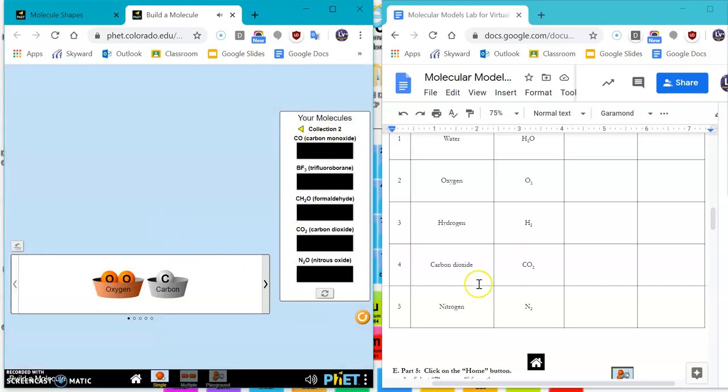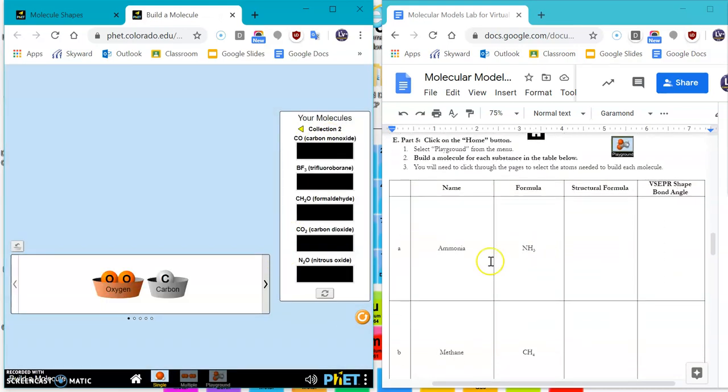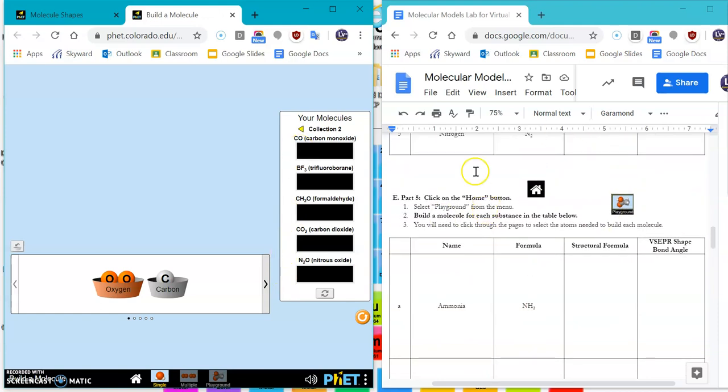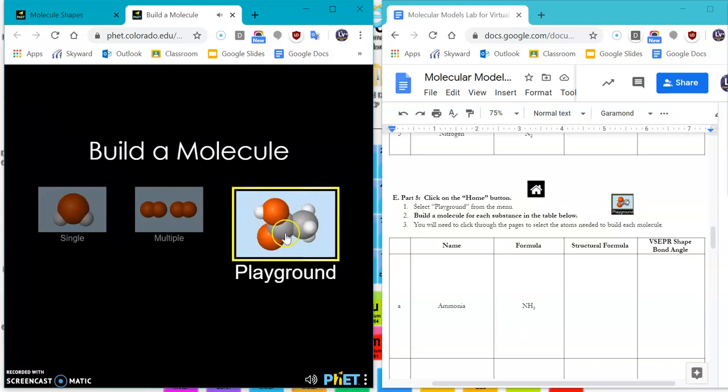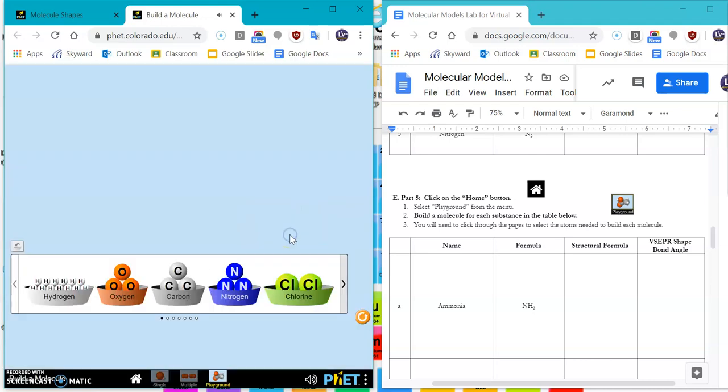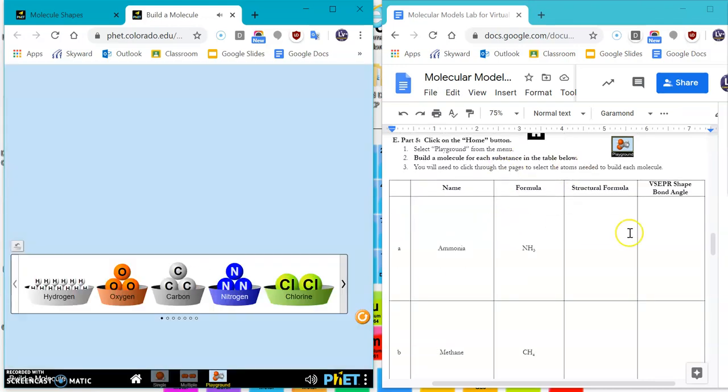And yes, you can go on and do your next collection if you would like to, but you don't have to. You can just come down here to where it says the home, all right, and go over to the playground menu. And in this playground menu, you can build these atoms from here. Okay, you have these buckets over here. So let's say we want to build ammonia. Ammonia is NH3. So I'm going to need an N and I'm going to need three H's.